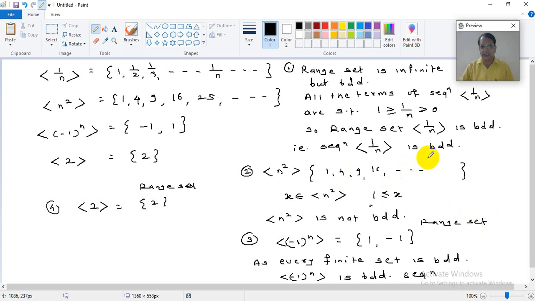Here also this is the range set of that sequence. So just to consider, now this is a finite set again. Singleton 2 means that the set contains only one element. So as the number of elements in that set is finite, its cardinality is finite, and as the set is finite, it is bounded.